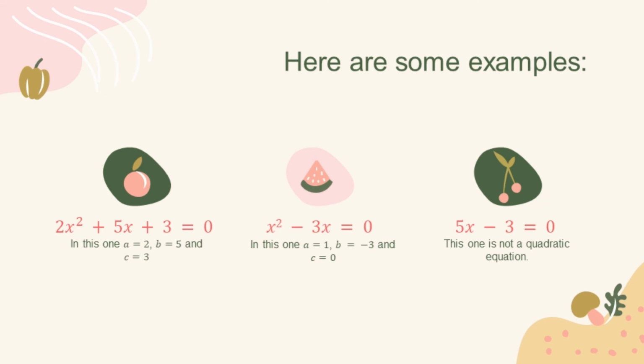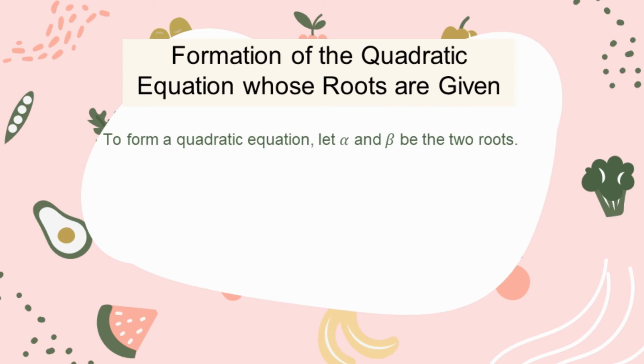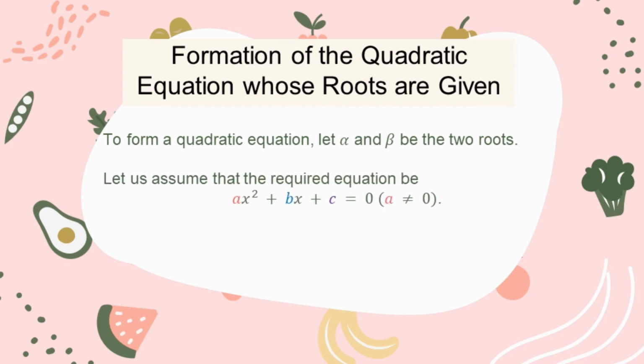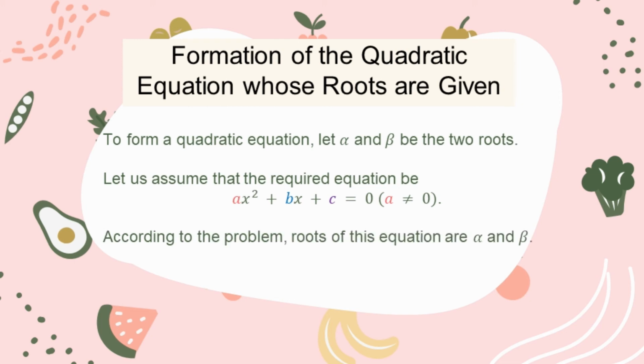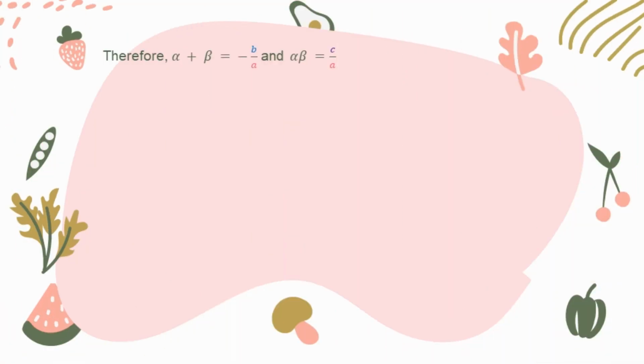Now, let's go into the topic details. In here, we will learn the formation of the quadratic equation whose roots are given. To form a quadratic equation, let alpha and beta be the two roots. Let us assume that the required equation is ax squared plus bx plus c equals 0, and a is not equal to 0. According to the problem, the roots of this equation are alpha and beta. Therefore, alpha plus beta equals minus b by a, and alpha beta equals c by a.